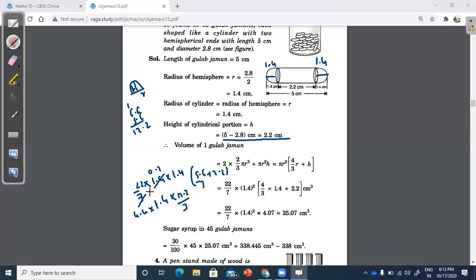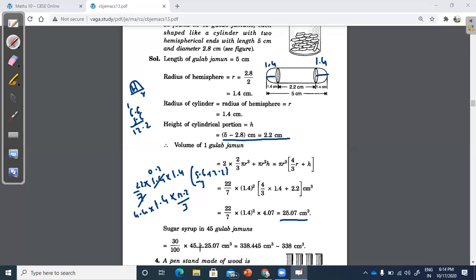So this is going to be the calculation. You will have to first multiply 4.4 into 1.4 and then multiply it by 12.2 and divide the result by 3. So when you do all that process, you are going to get 25.07. So 25.07 is the volume of one gulab jamun.